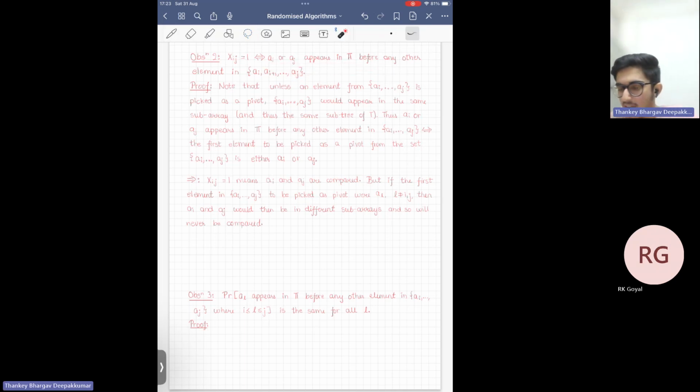In that case, let's look at the first time where I picked some element from this set as a pivot, and let's say that this element was something in between over here. But in that case, AI would be in one subarray, AJ would be in another subarray when I make a recursive call from there, right? Now they're in different subarrays, so they would never be compared. So if I had picked some other element as a pivot, then Xij could not have been one, right?